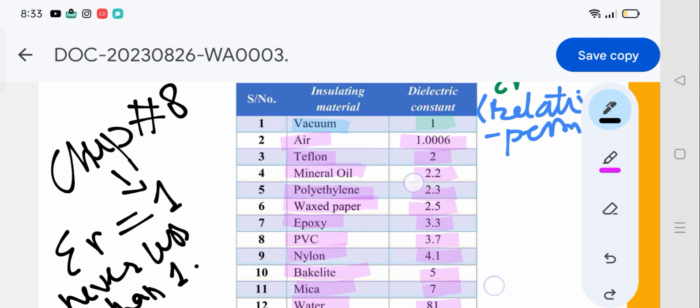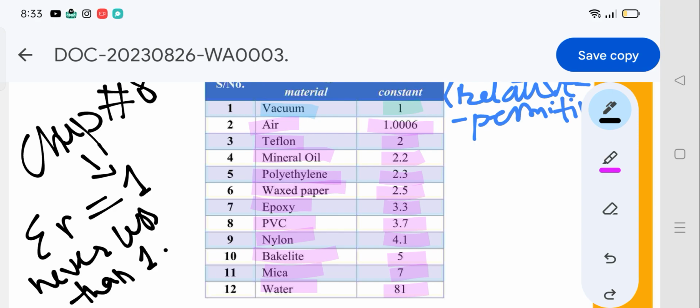As you can see here, the dielectric constant starts from 1, which means ER can be equal to 1 but is otherwise always greater than 1. It is never less than 1, right? And the greatest value of ER is when we have the insulating material water.